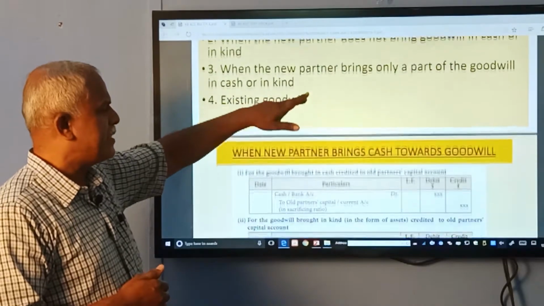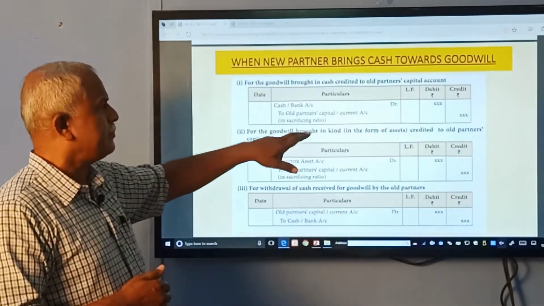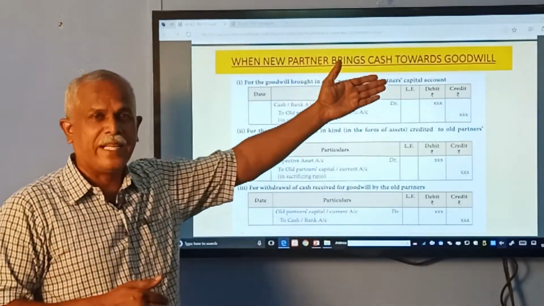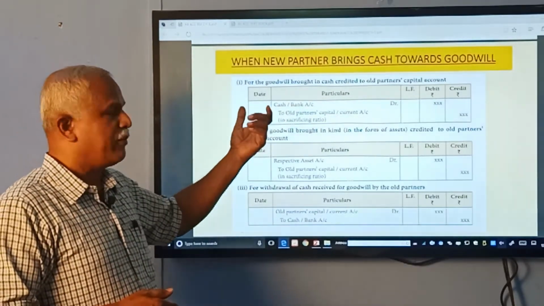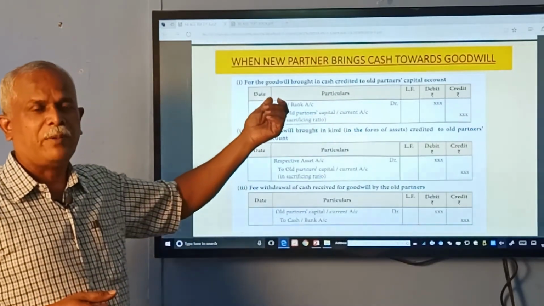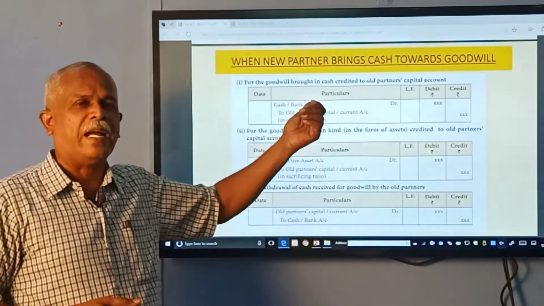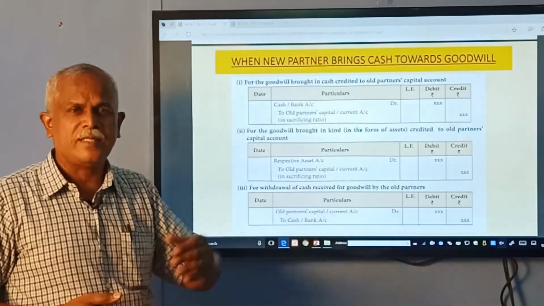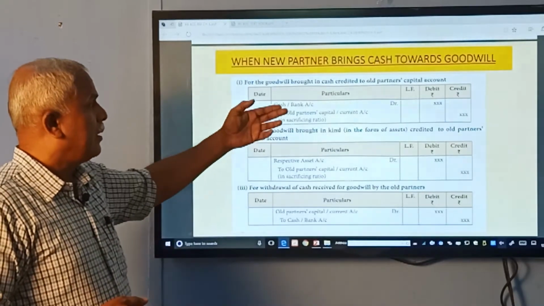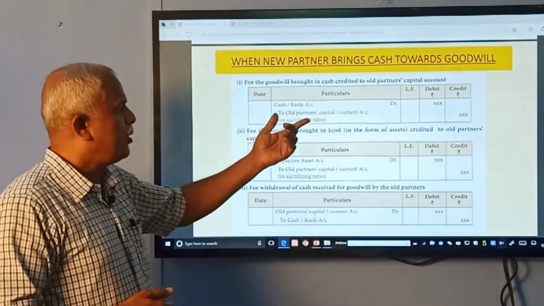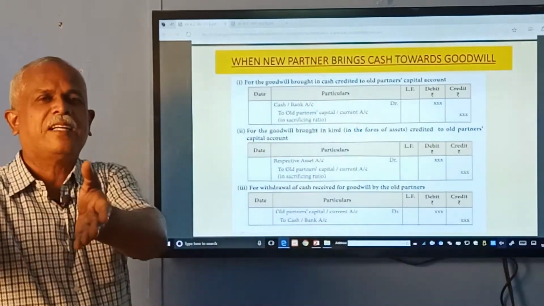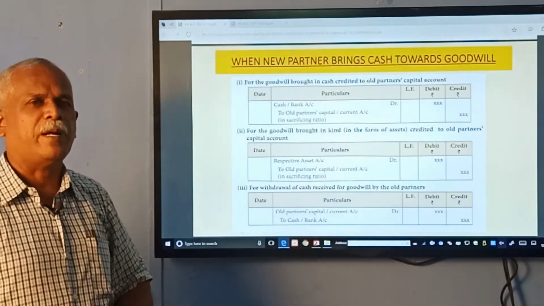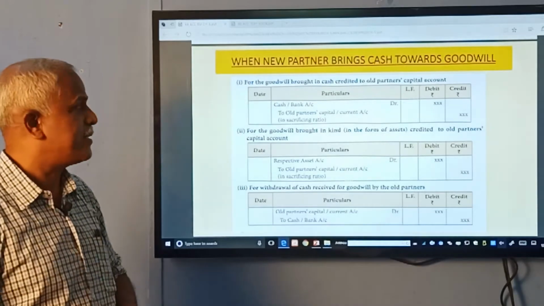The journal entry is: when he is able to bring in cash towards goodwill, cash account or bank account is debited. When he brings in cash, the cash account will be debited. When he brings it through bank, that is through check, it is the bank account. Cash account or bank account debit to old partners' capital account. So, whatever he brings in cash will be directly given to the old partners according to their sacrifice.